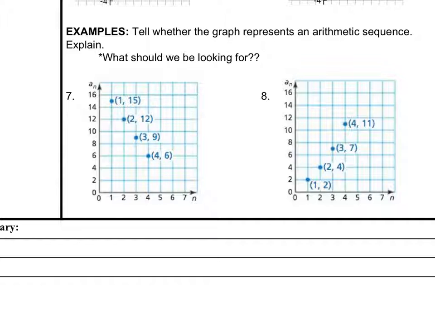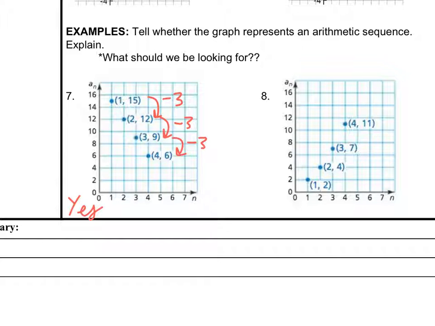Carson Sullivan, number 7, is that arithmetic? Yeah, how do you know? What is the common difference? It's going down 3 every time. And the y values? You could have also noticed that if you connected those points, it would make a straight line. I would look at the numbers though, just in case.